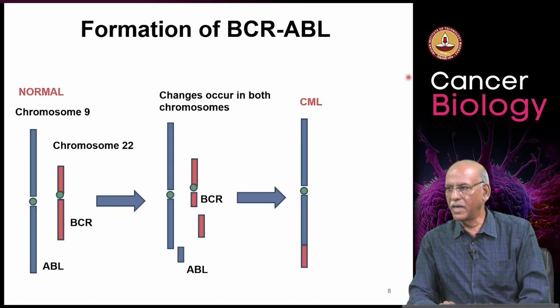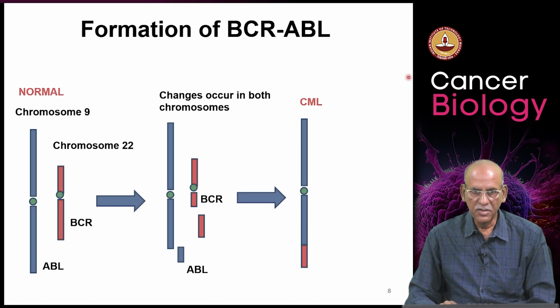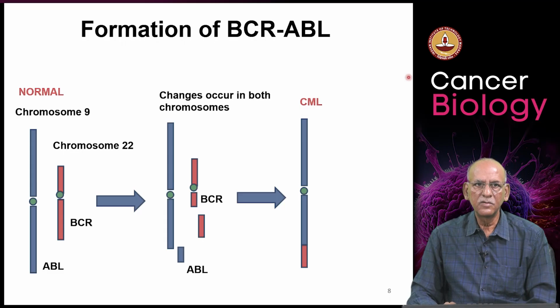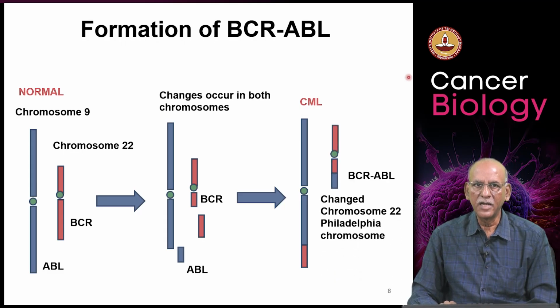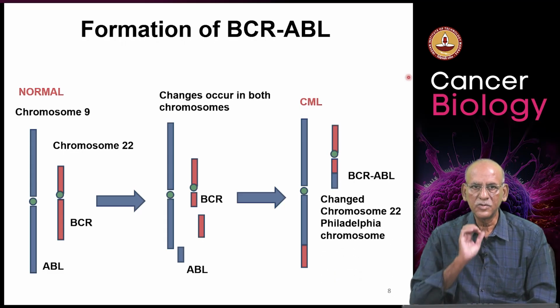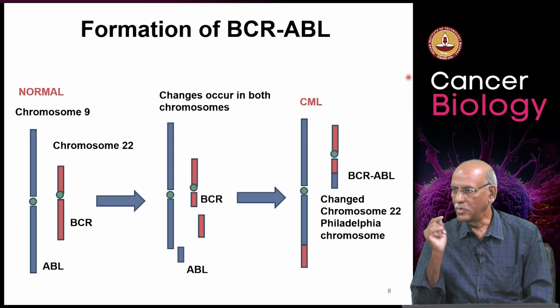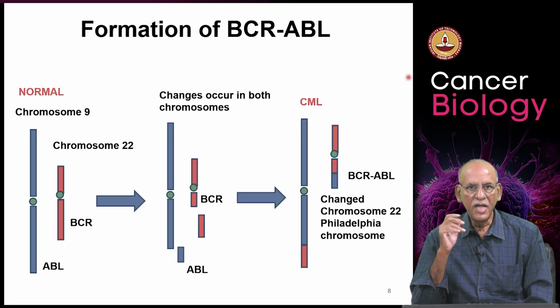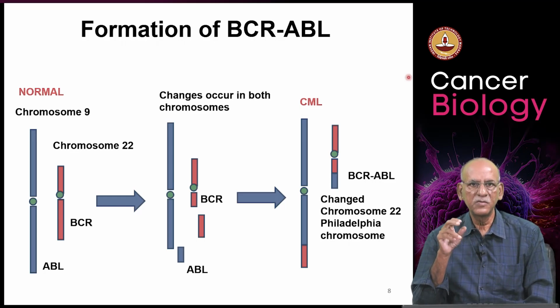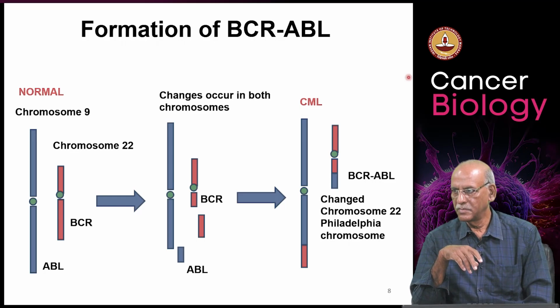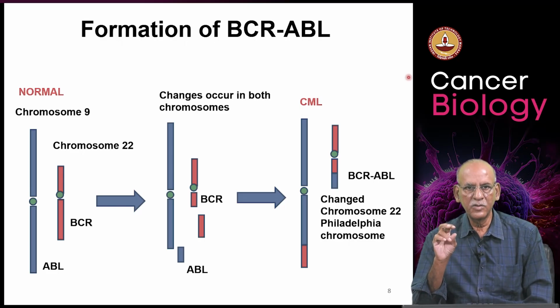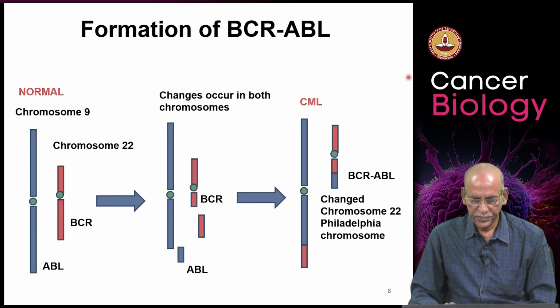See, in CML, that is chronic myelogenous leukemia, this is how chromosome 9 looks, and this is how chromosome 22 looks. So see the changes. The blue one has acquired the red, and the red one has acquired blue. So the changed chromosome 22 is what we call the Philadelphia chromosome. Although 9 and 22 are both getting exchanged, the Philadelphia chromosome generally refers to chromosome 22. That also you have to remember.